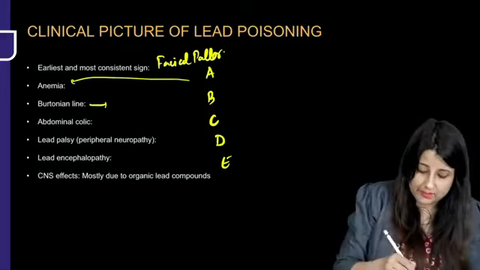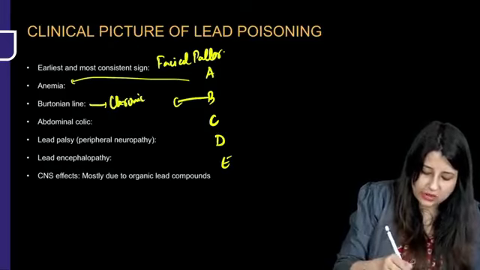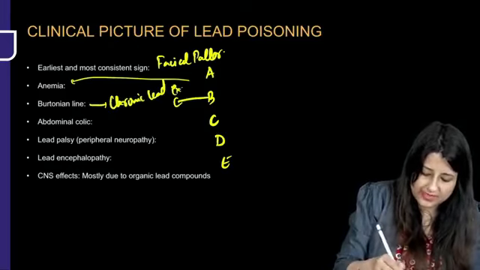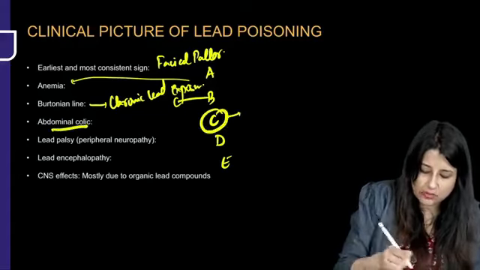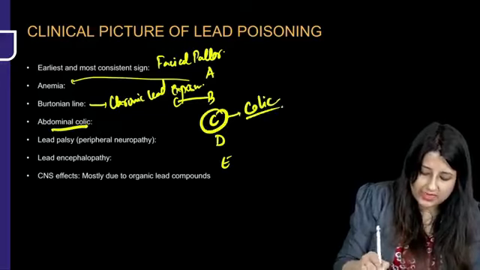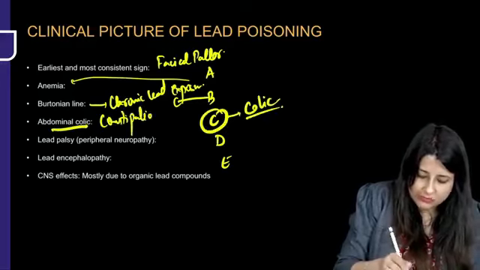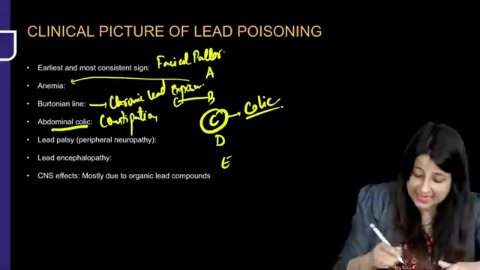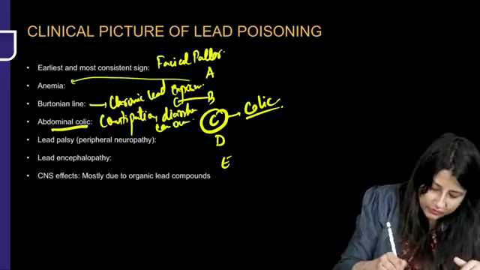B stands for Burtonian line, which is chronic lead exposure. Okay, we have already done chronic lead exposure. C is abdominal colic. And in colic, guys, mostly it is constipation. Okay, in lead poisoning, mostly it is constipation. But yes, diarrhea can also occur. Diarrhea can occur too. Okay?